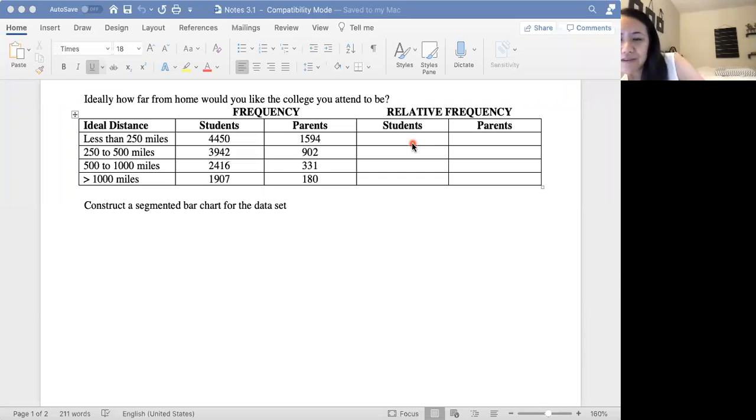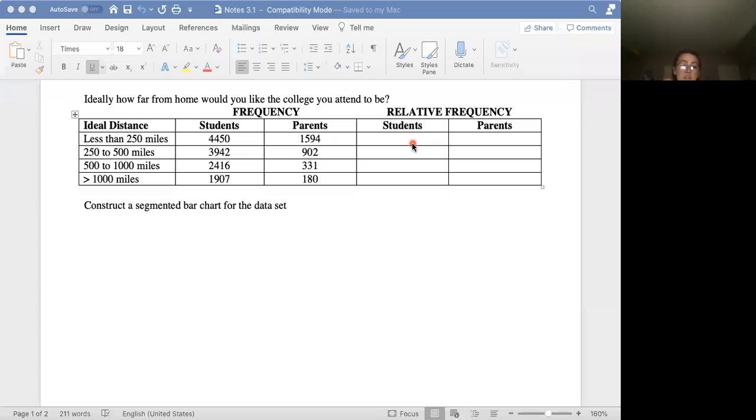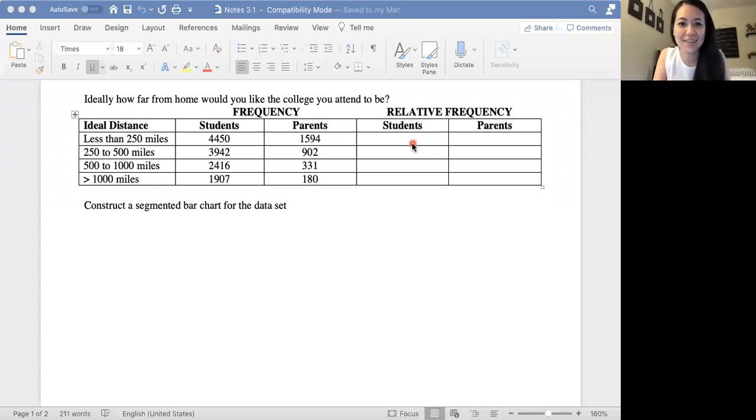You add up all the students and then you take the total. And then you take the students that want to be less than 250 miles away, and then you divide it by the whole total. Yes. Awesome. So we have to add up all of these guys. And does anybody have a calculator? Can somebody do that real quick? And then somebody else, can you add up? We have to do the same thing for parents. So just holler when you have it.